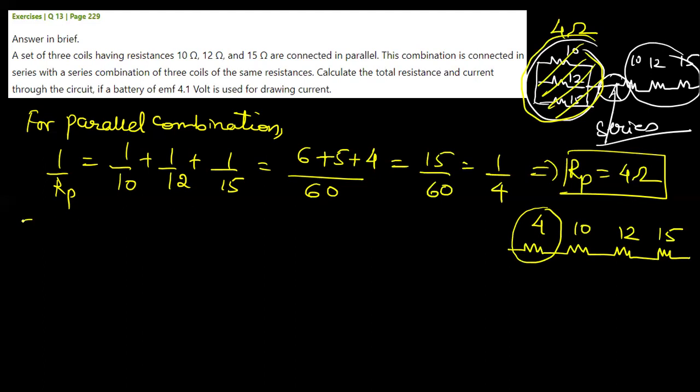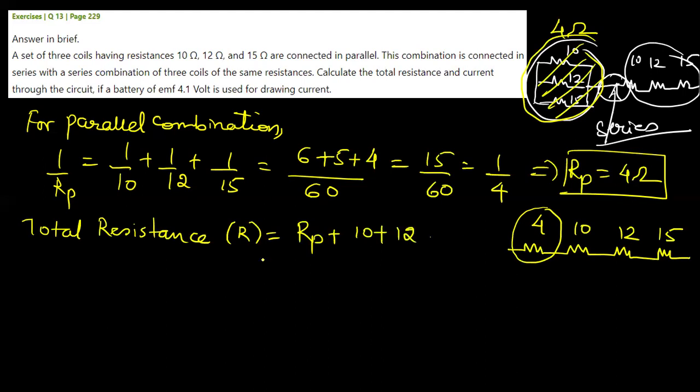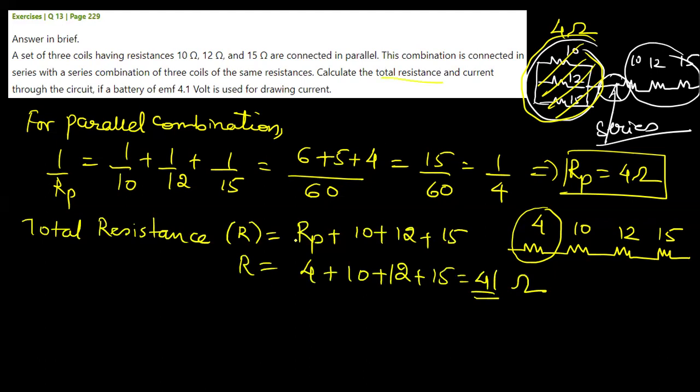So total resistance R will be equal to Rp plus 10 plus 12 plus 15. So R will be equal to 4 plus 10 plus 12 plus 15. That will be 41 ohms. What am I supposed to find? I am supposed to find the total resistance. I have found out the total resistance.